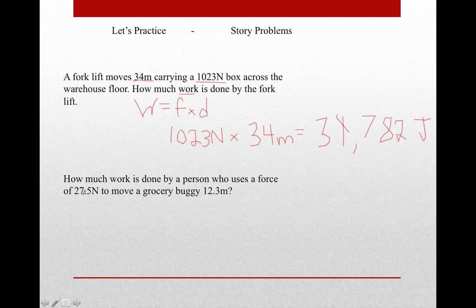Next one, second example. How much work is done by a person who uses a force of 27.5 newtons to move a grocery buggy, well here we say grocery cart, to move it 12.3 meters. So, once again, I like to write out the equation right away. Work equals force times distance. So, let me find my variables. My force, 27.5 newtons.